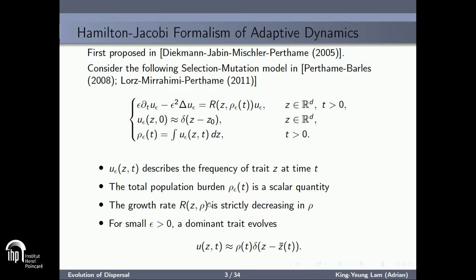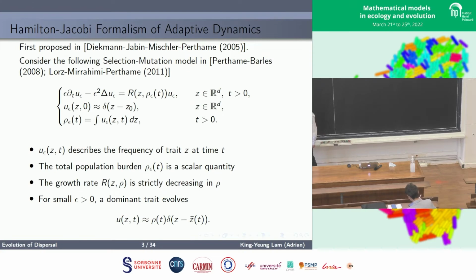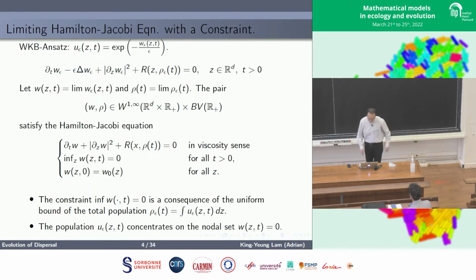The growth rate is trait dependent. The trait we're interested in here is the proliferative advantage. The growth rate is trait dependent, and it's also a decreasing function of the population burden. It is shown in these works that a dominant trait evolves towards the fitness maximum. Actually they can describe the movements in the form of a Dirac measure. The support of the Dirac measure they can describe using an ODE, which is a rigorous form of the canonical equation that was alluded to in adaptive dynamics.